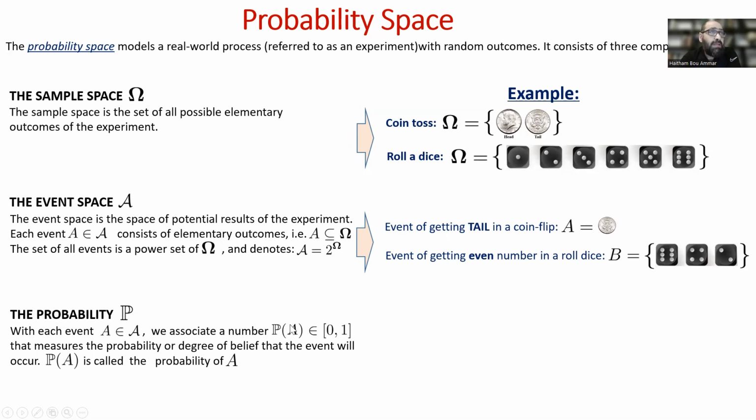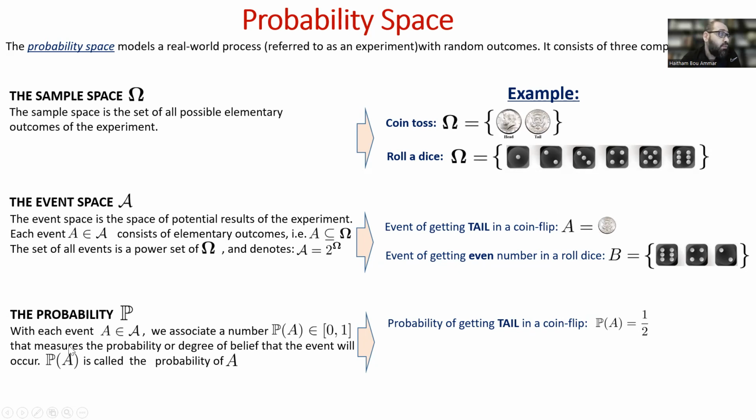And now the probability, we can give those events probabilities, right? So what is the probability of getting a tail in a coin flip? So imagine we are flipping a coin. These are the possible outcomes, right? So it's this or that. That's omega. And the event we are interested in is to get a tail.